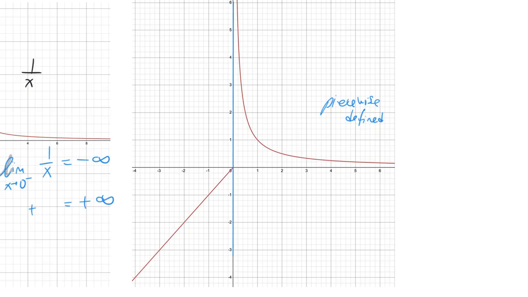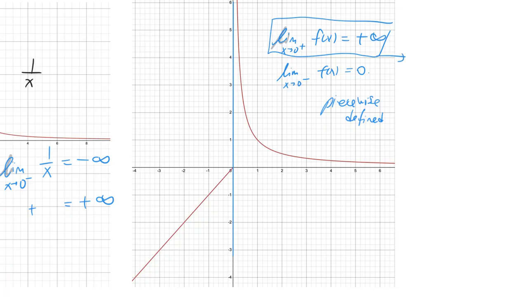where on the right-hand side, the limit as x approaches 0 from the positive side is equal to positive infinity. While from the negative side, we really don't have anything special. The limit from the left-hand side is just 0. But as long as one of them is true, we claim to have a vertical asymptote.